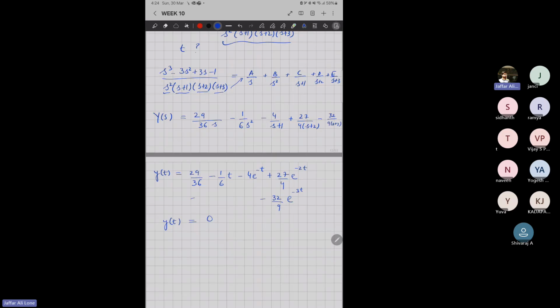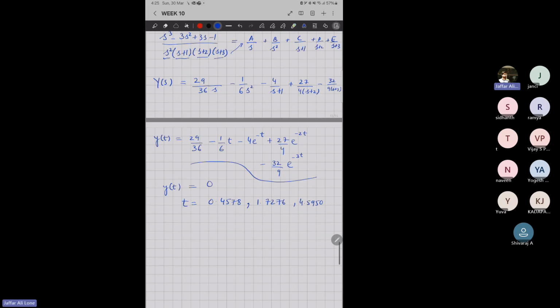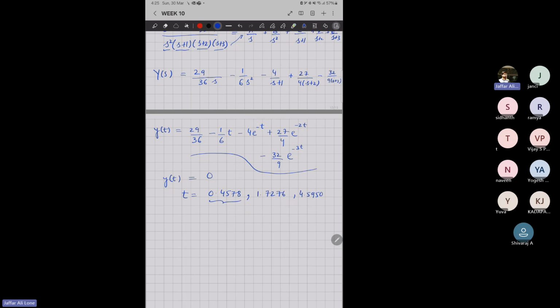So it's very difficult to solve this equation. So you'll use MATLAB or some other tools to solve this equation. And eventually you'll get t as 0.4578. It's a cubic equation in t, like you'll get three values: 1.7276 and 4.5950. So obviously the first zero crossing occurs at this time.